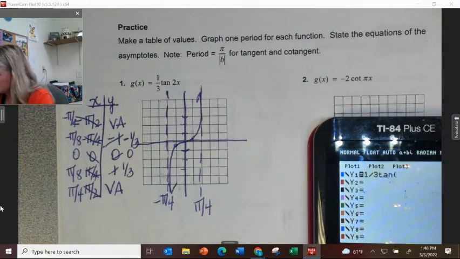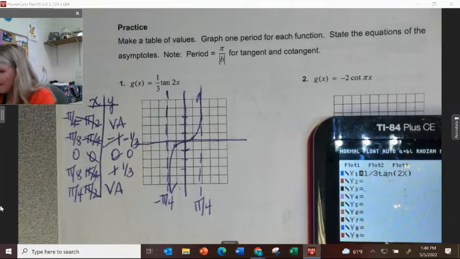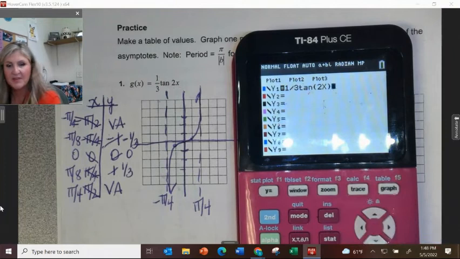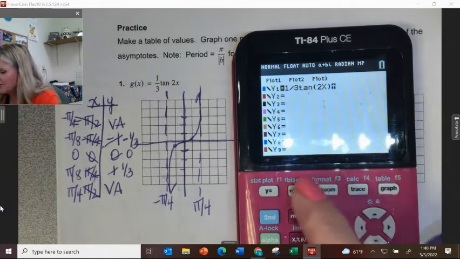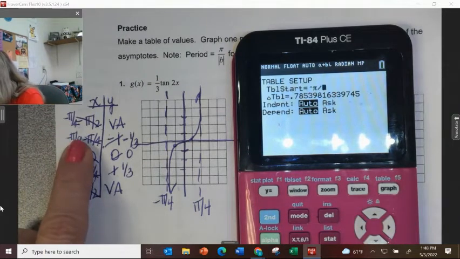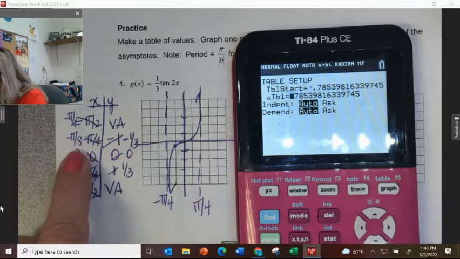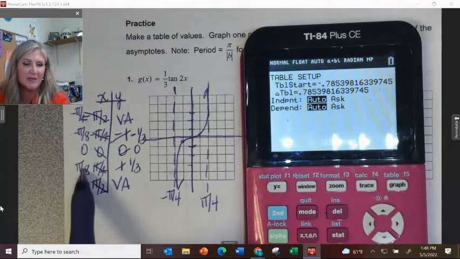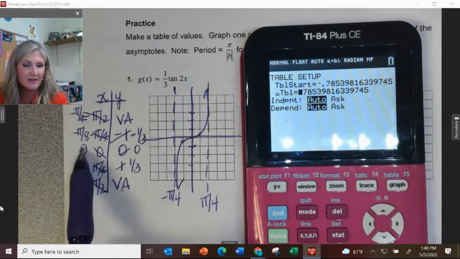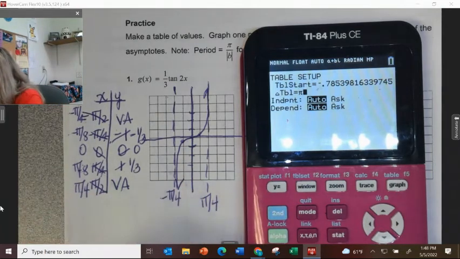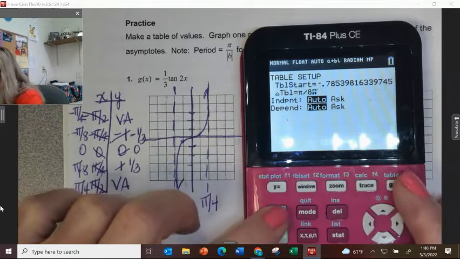I just want to show you something on the calculator to check. We just use it to check, not to really do the problem. You would have to change your table setup and make your table start at negative pi divided by 4. And it would have to go up. How much am I adding on here, guys, to go up every time? What am I going up by? Pi over 8. So I'm just checking my key points here to make sure they're right.